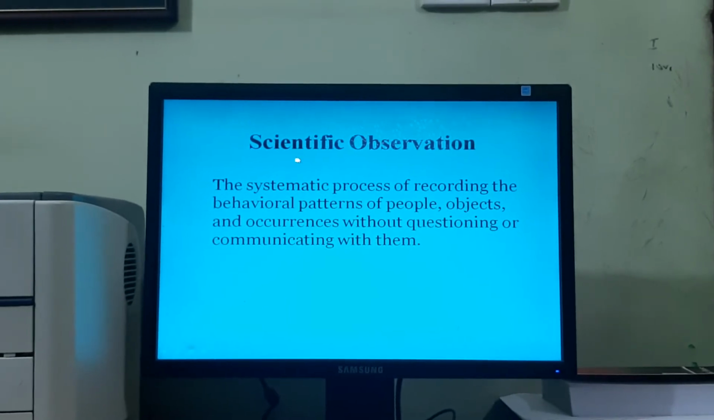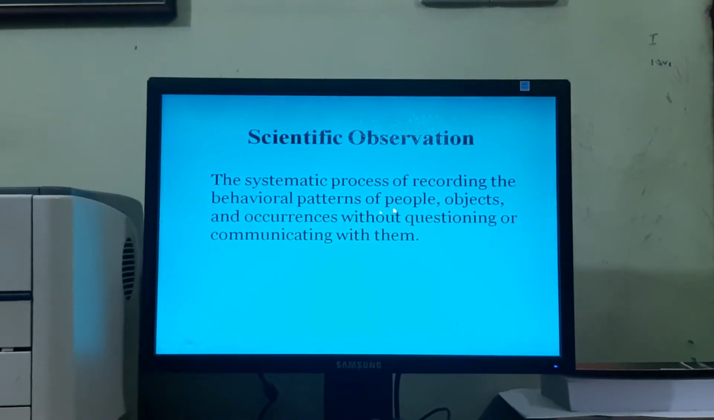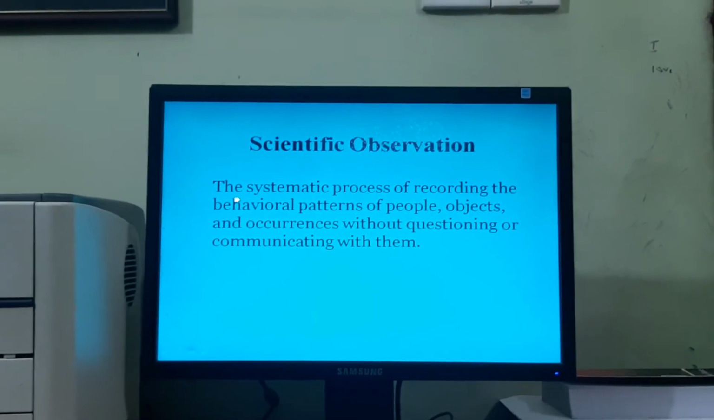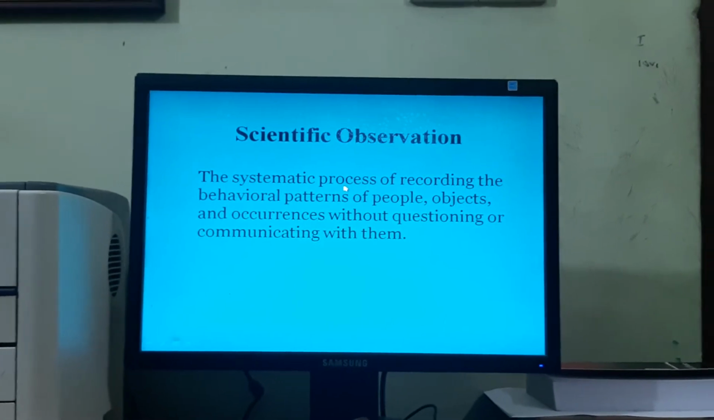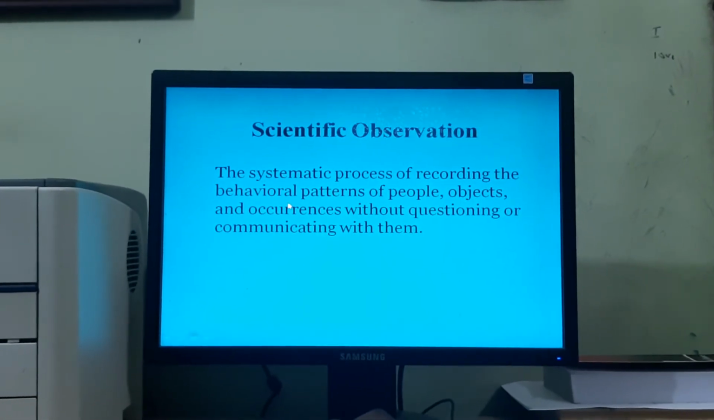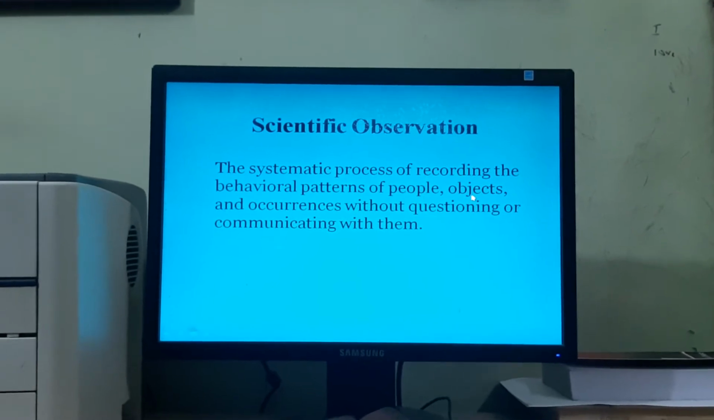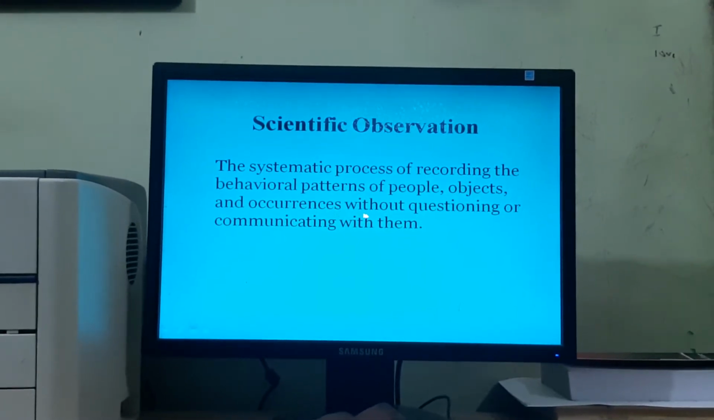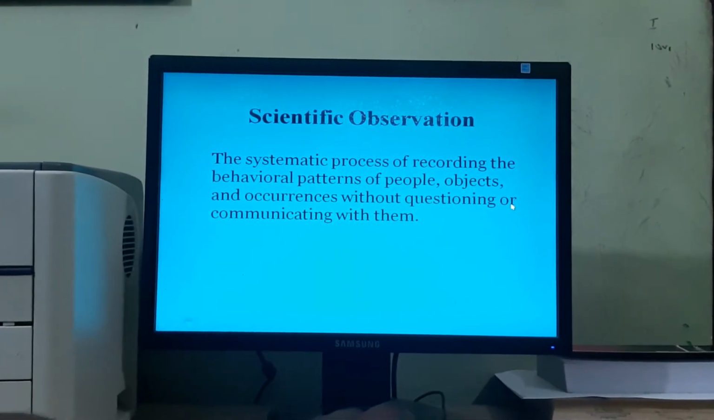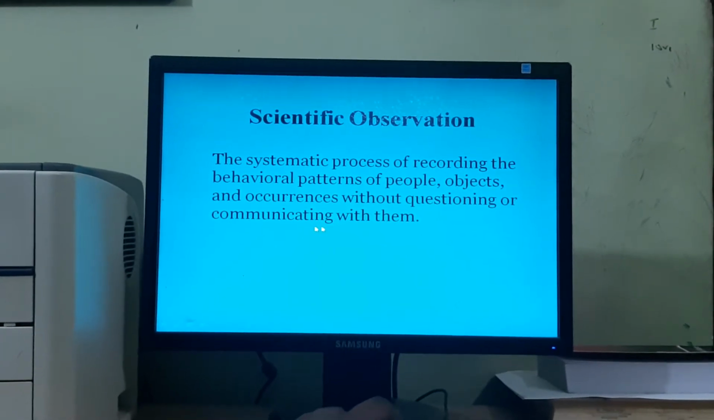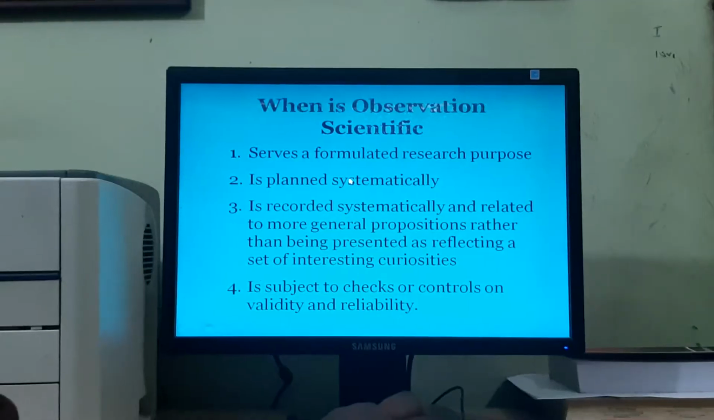Now we shall see what is scientific observation. Scientific observation is a systematic process of recording the behavioral patterns of people, objects, and occurrences without questioning or communicating with them. Now we shall see when observation is scientific.